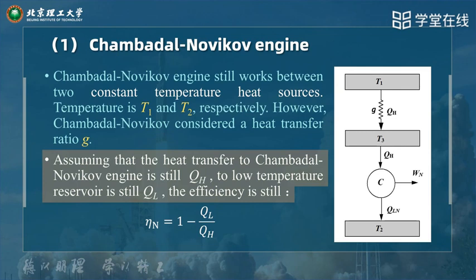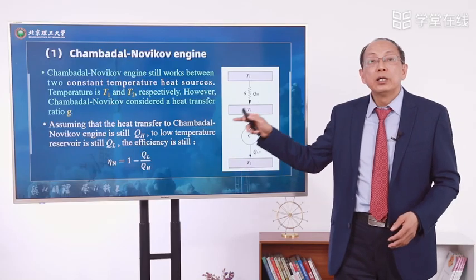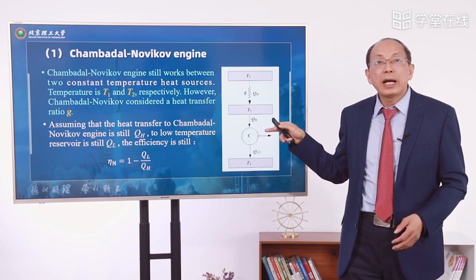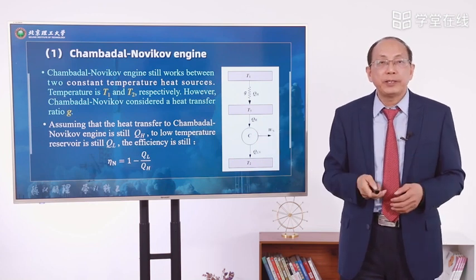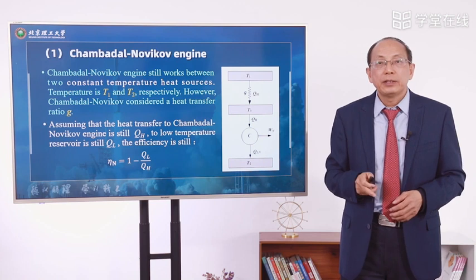The efficiency is certainly easy to calculate: eta N equals 1 minus QL over QH. Here is the Novikov engine efficiency, eta N.